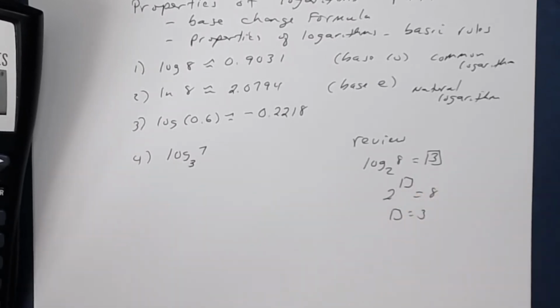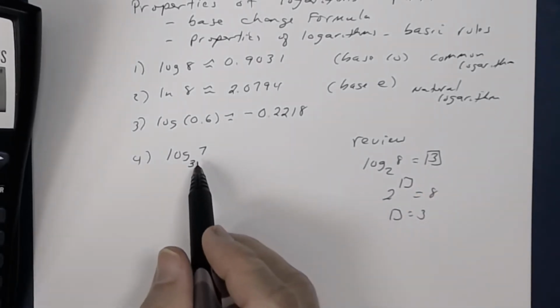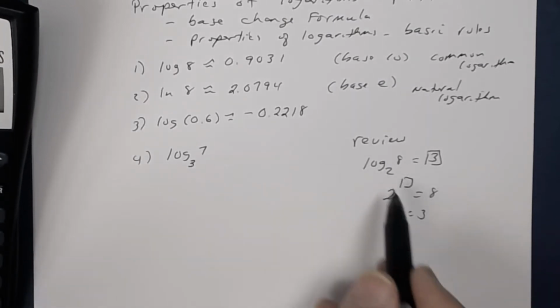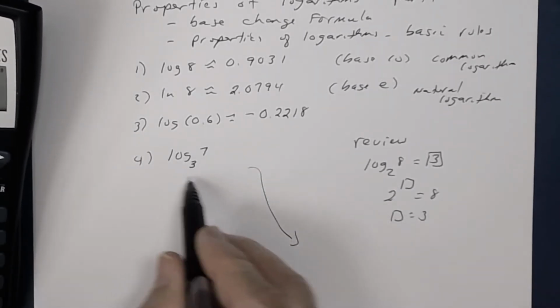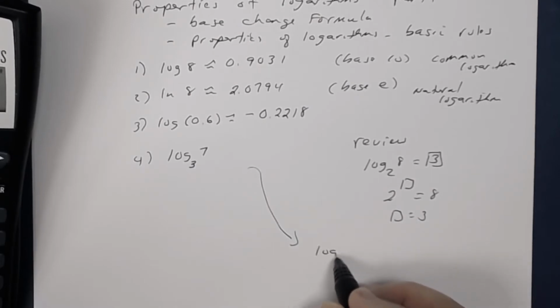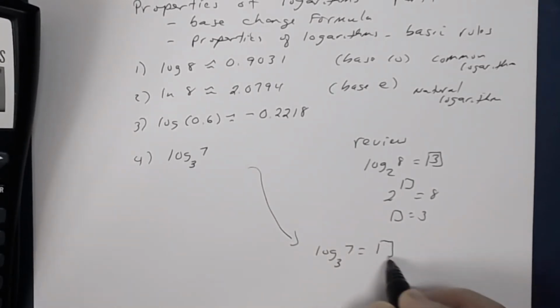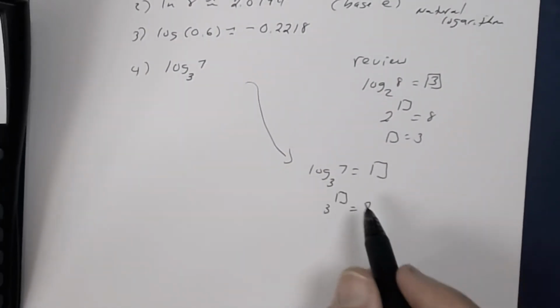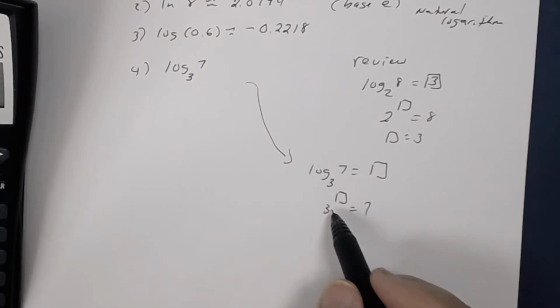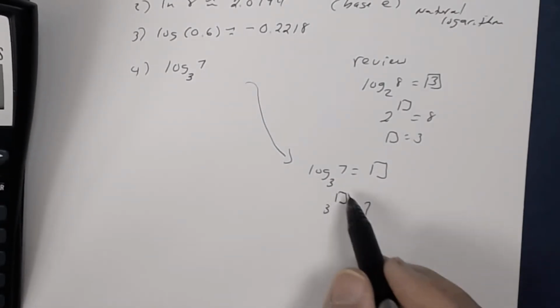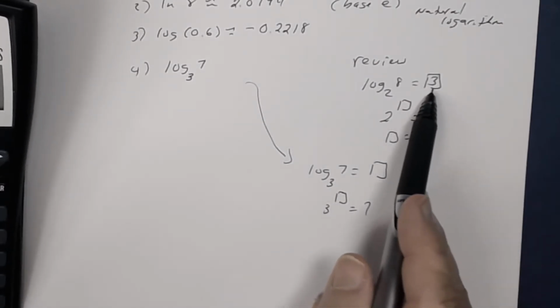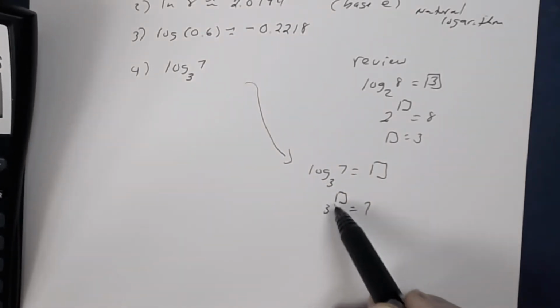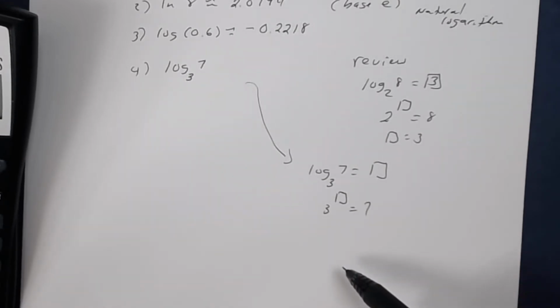So 3 goes here. But it's not that simple here, because look, if I convert this just like I did this one, log of 7 base 3 equals box, 3 to what power is 7? There is no nice number. I mean, there is a real number that works, but it's not a nice whole number like the one we did here. 3 to the second, 3 to the third, 3 to the fourth, that's never equal to 7.